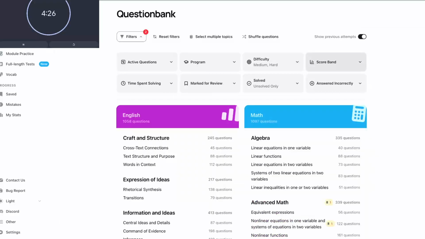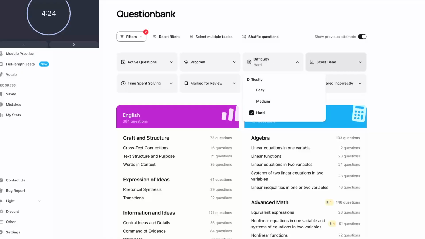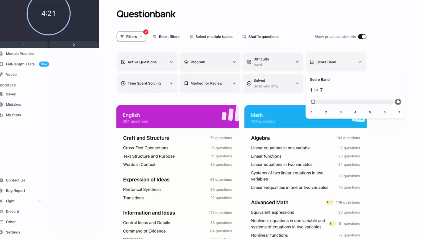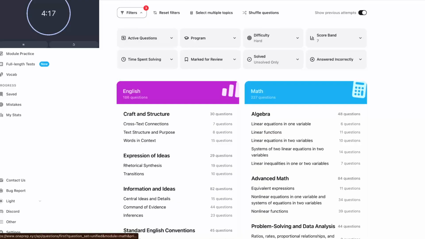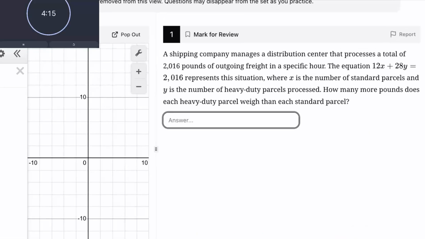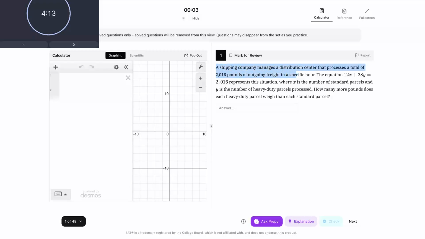Let's do that real quick. Let's just put it as hard, and let's put the band at 7 to 7. Okay, let's do algebra. It's a 48 question. Okay, something like this probably makes sense. The shipping company's grading process equation is this. X is obtained per division. How many pounds does each heavy item weigh?